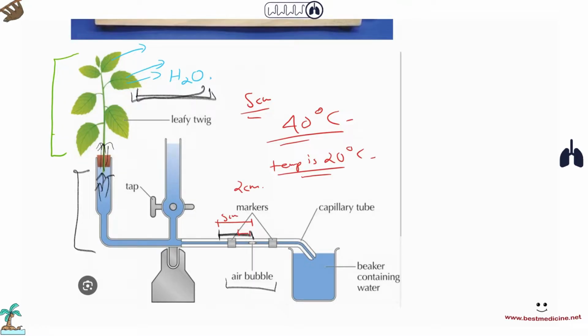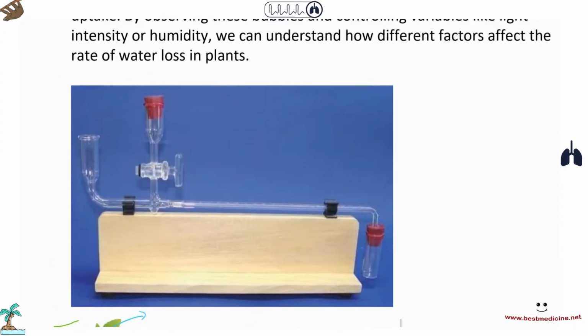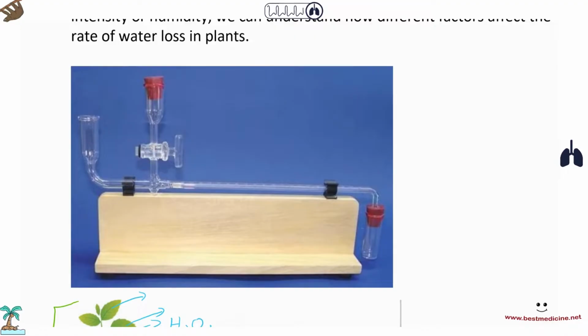So this is how a potometer works, and this is how we can use it to be able to compare transpiration rates among different conditions. Okay, so you can change the temperature, you can also change the humidity, and so on. So you can possibly see it on the exam, and usually this would come in a question. So here's a real potometer, and this is how it looks like.